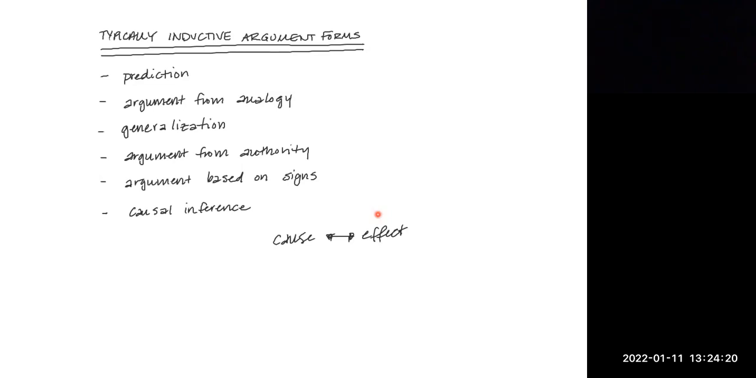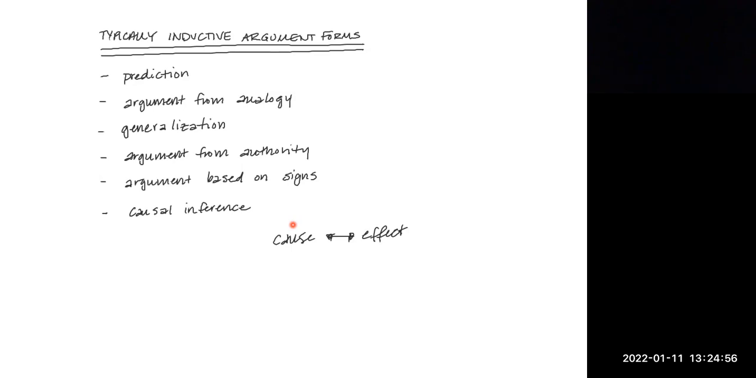Also, if I said something like, here's a piece of chicken, I find it to be dry and tough. So that's the effect. I'm going to conclude that the cause must be that it's been overcooked. But there are other things that could have caused that chicken to be dry and tough. For example, it could have just been left out on the counter for weeks. Or, I don't know, it could have been made into beef jerky. Who knows? There are a number of things that could have happened to the chicken.